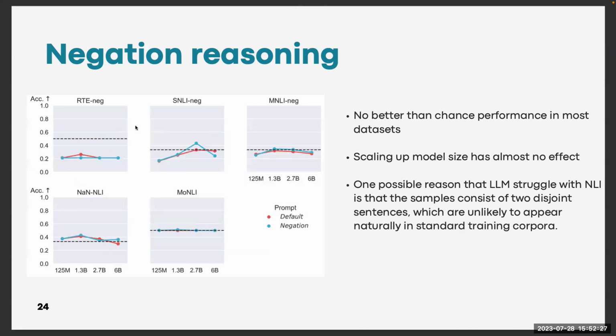And again, this is some result on those data sets that I just introduced. We can see that the performance in most cases is just lower than random. For three-class classification, we have lower than 0.3, and for two-class it is lower than 0.5. And we can see that scaling up the model size almost has no effect at all for those NLI data sets.